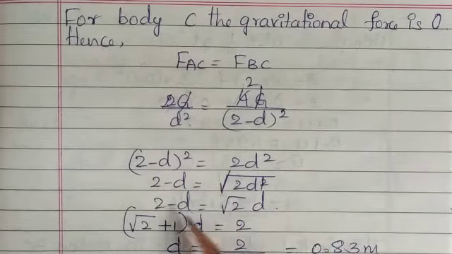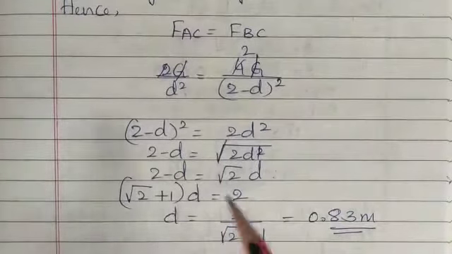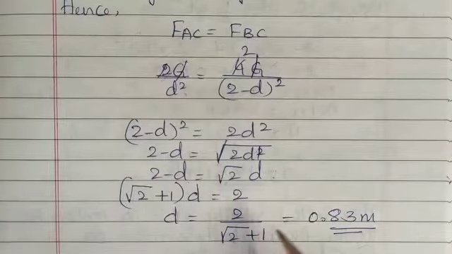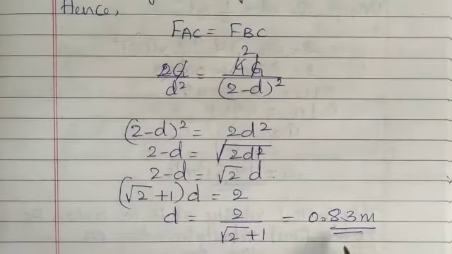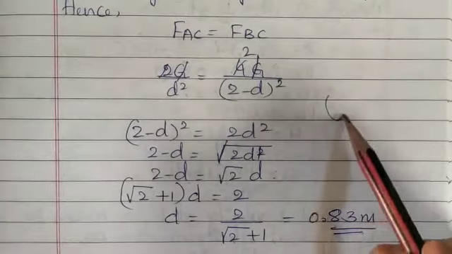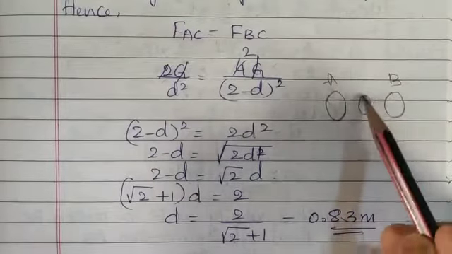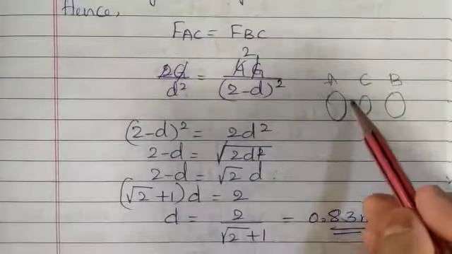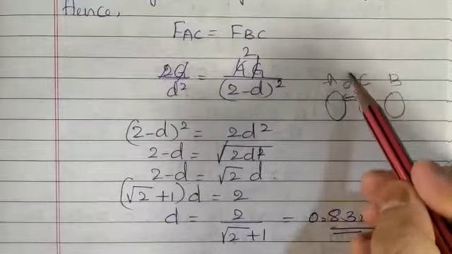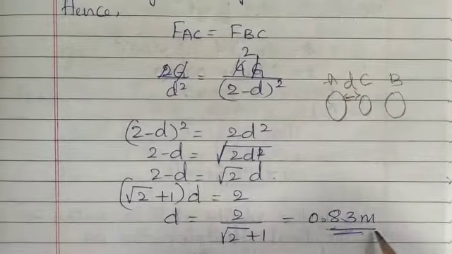Now when I take the d values separately, root 2 plus 1 into d is equals to 2. So d will become 2 divided by root 2 plus 1. When I substitute the value, I am going to get distance equals 0.83 meter. That means if I have considered A and B as the objects and C is another object, the distance between A and C is d, which is 0.83 meter.